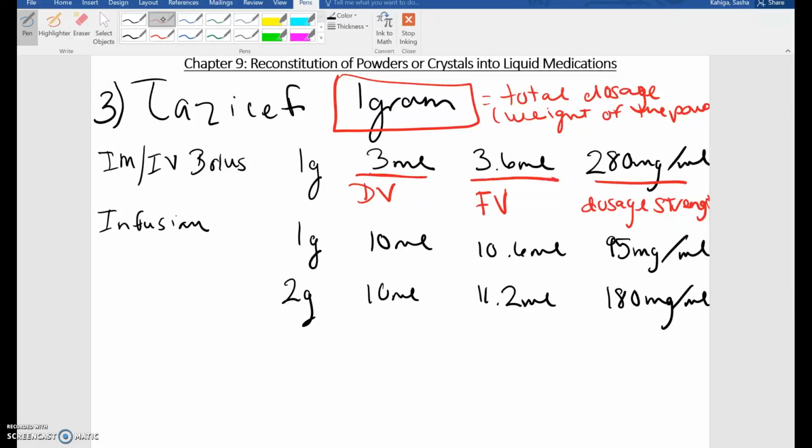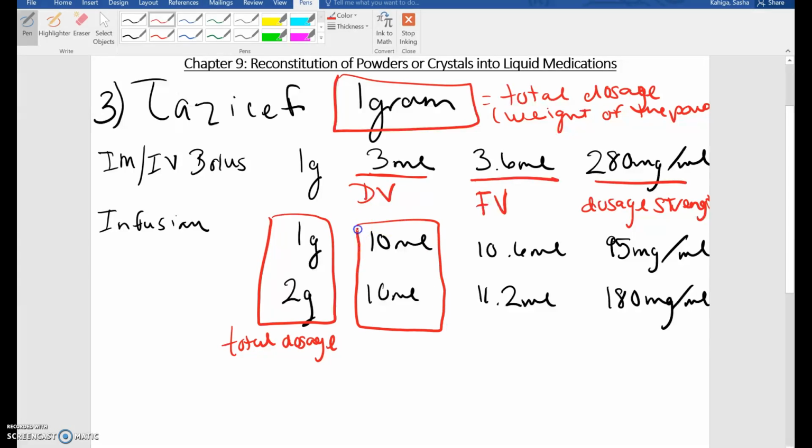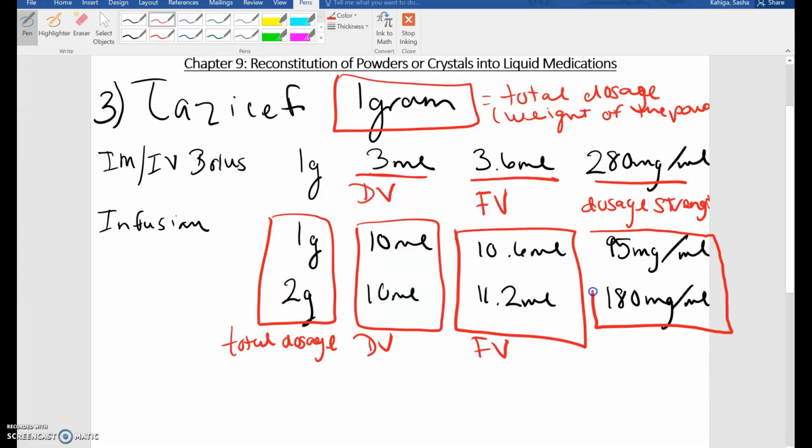So again, let's identify these components. The 1 gram and the 2 grams identify your what? Your total dosage. The 10 milliliters for both identifies the diluent volume that should be added. The 10.6 and the 11.2 milliliters is the final volume once you add the diluent volume. And that 95 milligrams per milliliter and 180 milligrams per milliliter is the dosage strength.